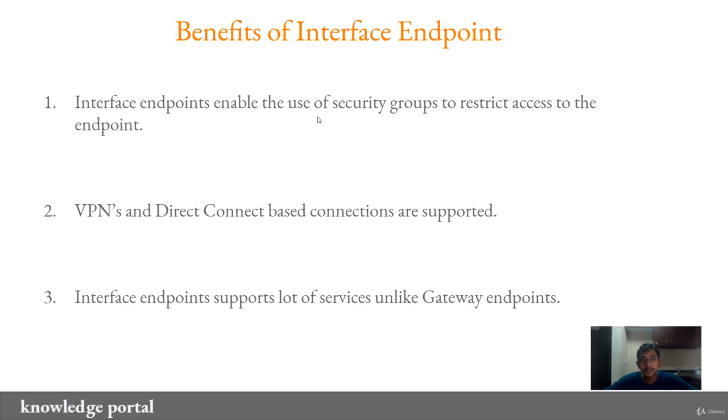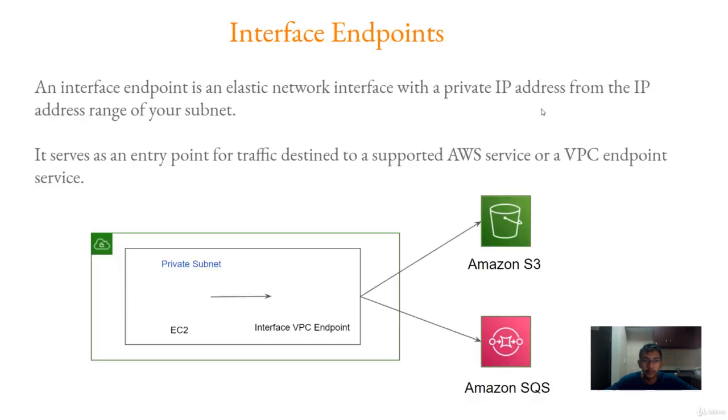First one is that the interface endpoint enables the use of security groups to restrict the access to the endpoint. Now since this is an ENI, an address is available, and a security group will be associated with that. So at a security group level also, you can control which source IP is allowed to connect to the VPC endpoint.